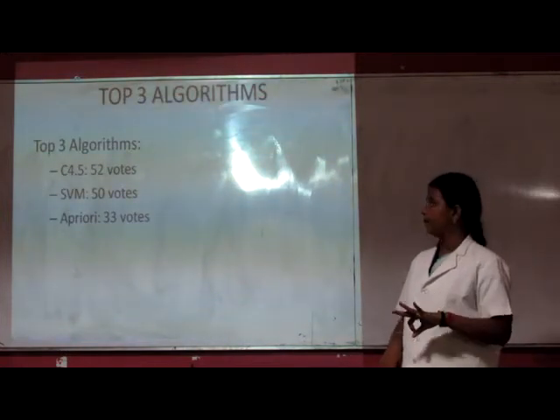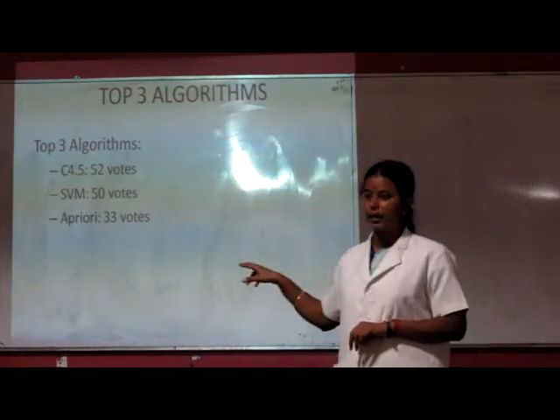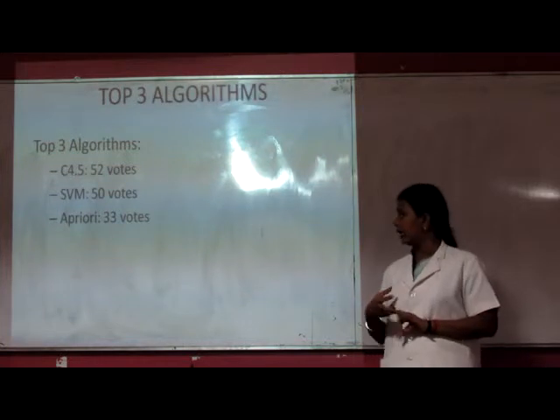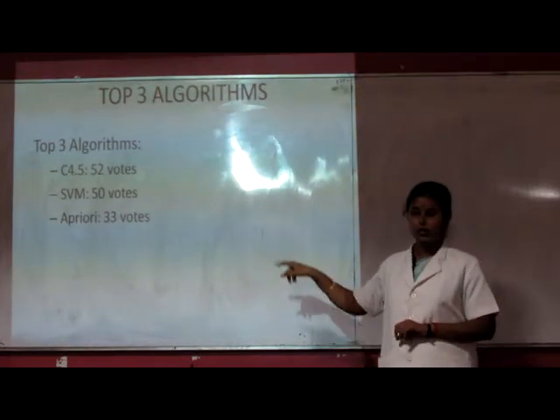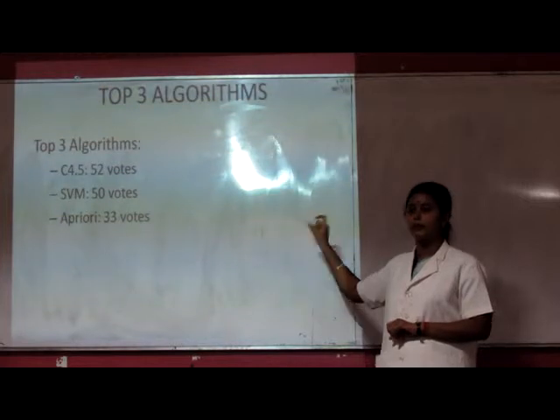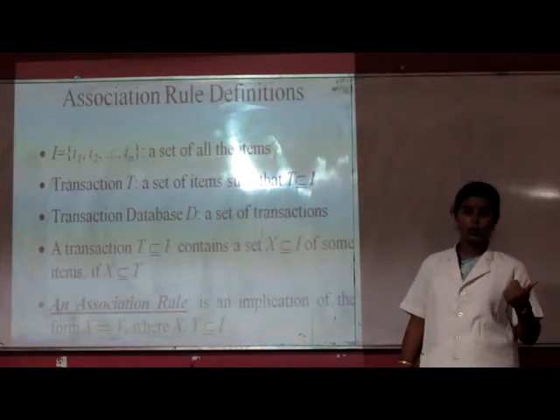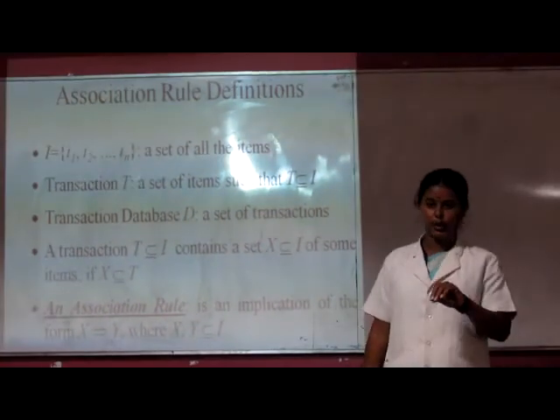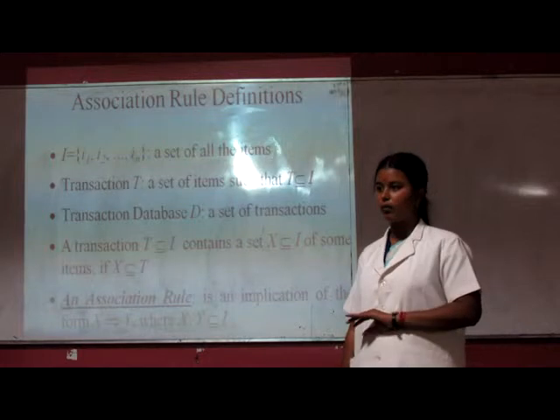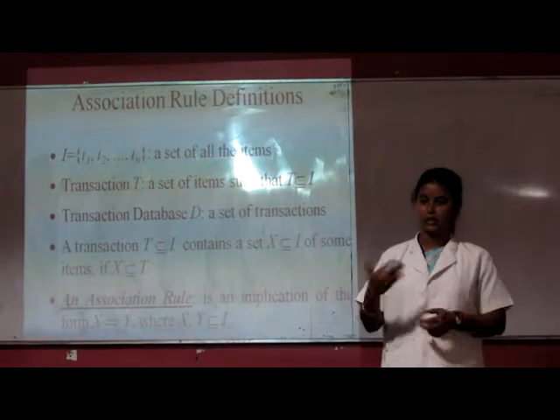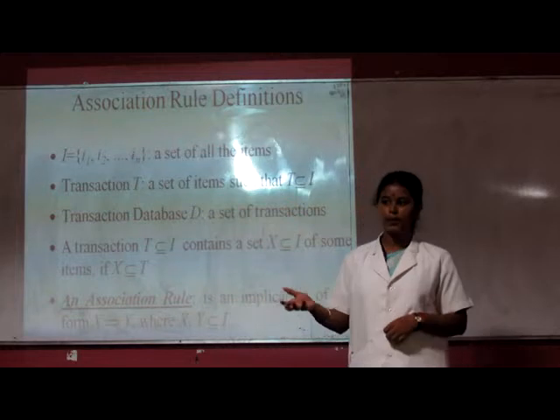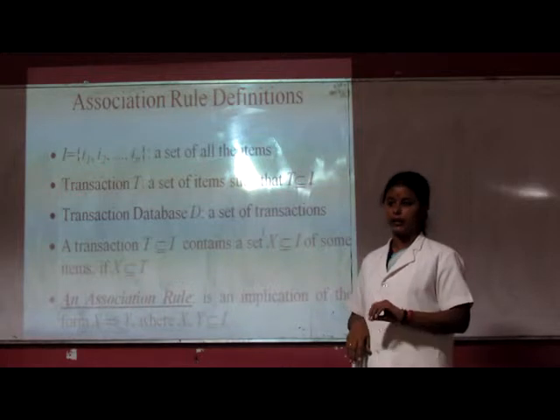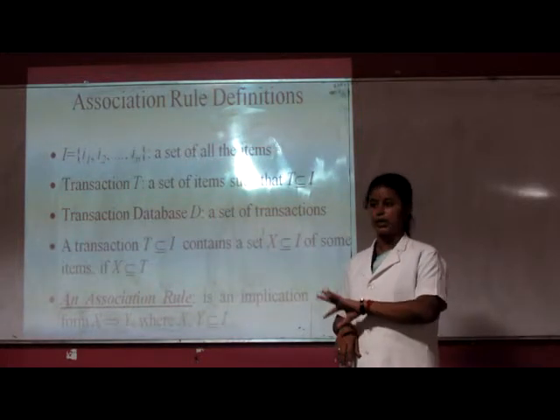On these, the top 3 will be C4.5, which got 52 votes, SVM got 50 votes, and then Apriori got 33 votes. So these 3 algorithms were considered as the top 3 algorithms. Of these 3, I am going to present the Apriori algorithm, which plays the most important role in association rule mining. Association is used for prediction purposes, so we can go for association rules. Under that category, I have chosen the Apriori algorithm as the most frequent algorithm.